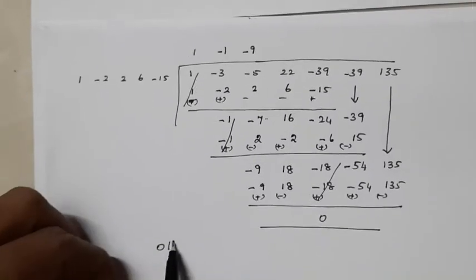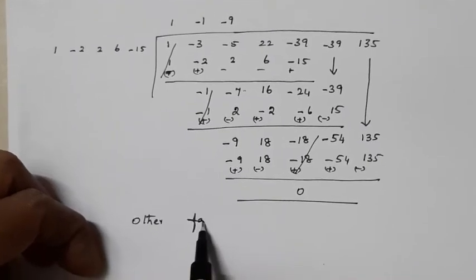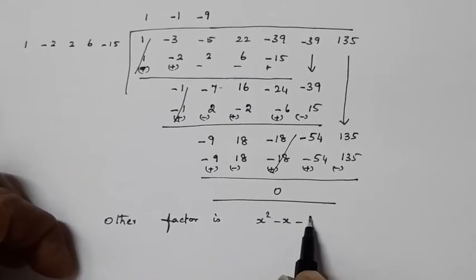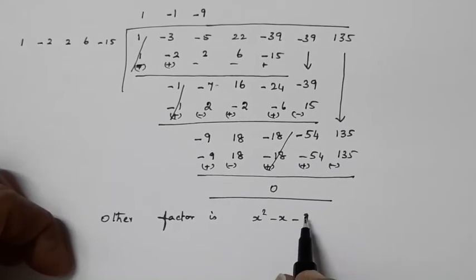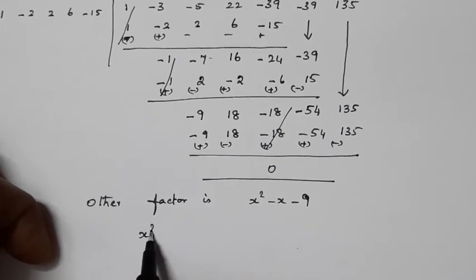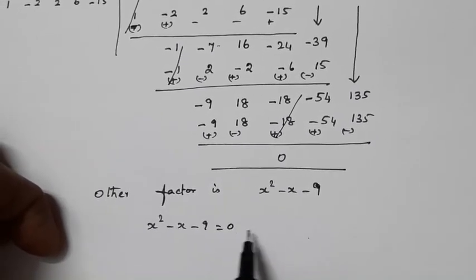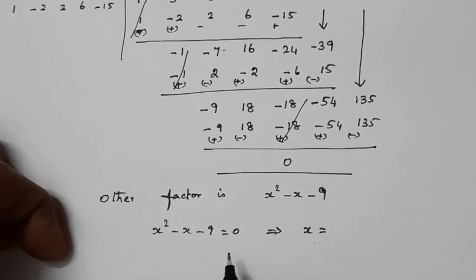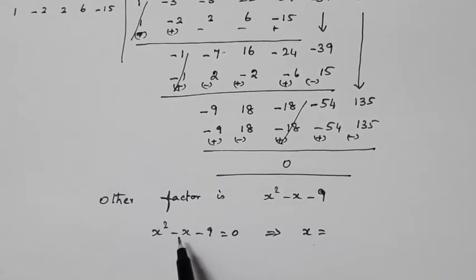So, what is the other factor? The other factor is x squared minus x minus 9. Then by equating this to 0, we will get the two more zeros. So, x squared minus x minus 9 equal to 0 implies x is equal to, this cannot be factorized, so you have to use the formula.